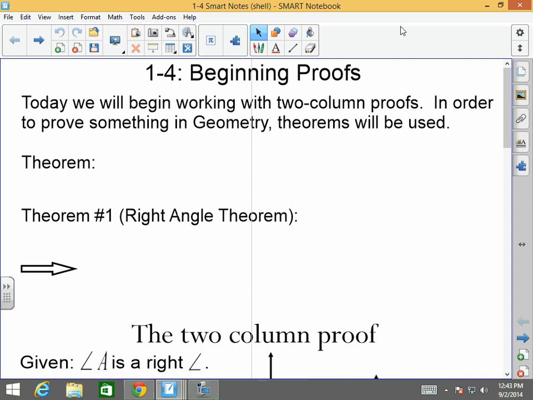Today we are going to start learning about proofs. And proofs are actually really cool when you think about it because you're going to show the reader and yourself, more importantly, step by step why something is or why it is not. And it's not going to be, oh, because I think so or because it looks like it. It's going to be proven.